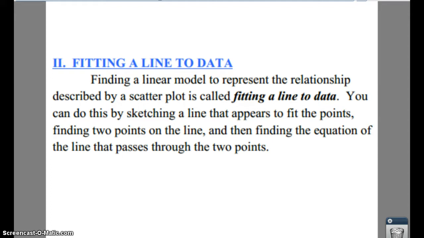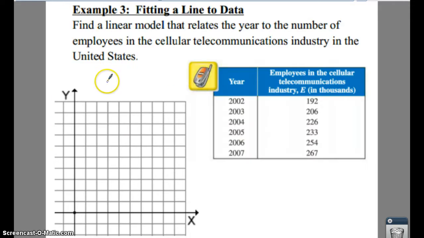What you do is you sketch a line that appears to fit the points, choose 2 points on the line, and then find the equation of the line that passes through the 2 points. Now your line of fit may not go through all your points, but it should be a good representation of your data points on your graph.